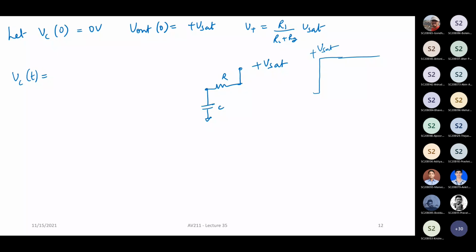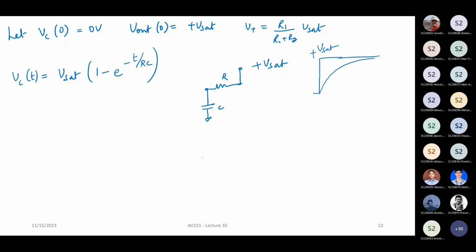Exponentially. Basically, it is nothing but the step response of your RC circuit, so it will have an exponential increase. Now, can you tell me what the exponential value is? How can you write this? VSAT times 1 minus e power minus t by RC. Perfect, this is your capacitor voltage.